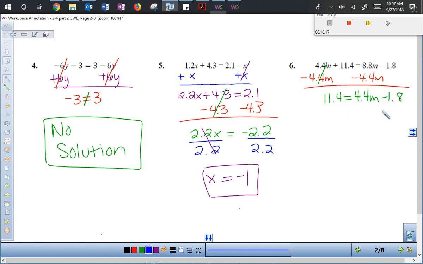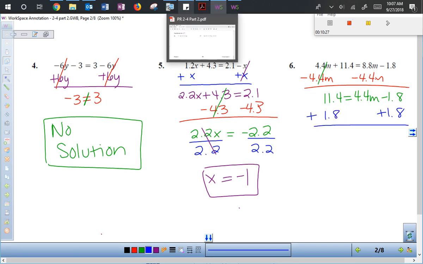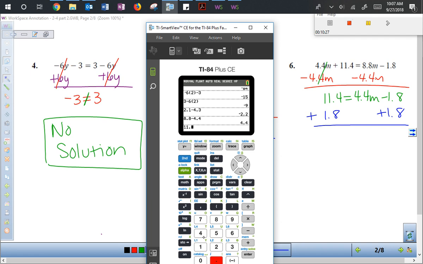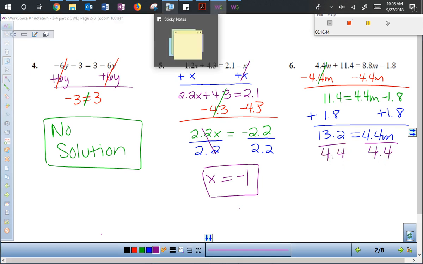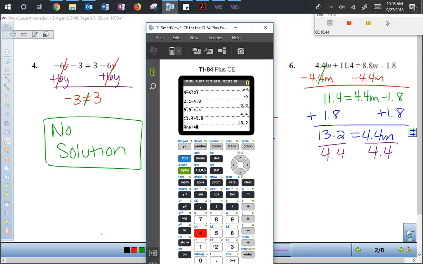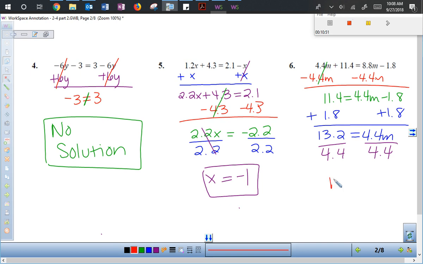So I want to get rid of this minus 1.8, so I'm going to add 1.8 to each side. And I'm going to take 11.4 plus 1.8, and that's going to give me 13.2, and that's going to equal 4.4m. Then we can divide each side by 4.4. So in my calculator, 13.2 divided by 4.4, and I'm going to get an answer of 3.